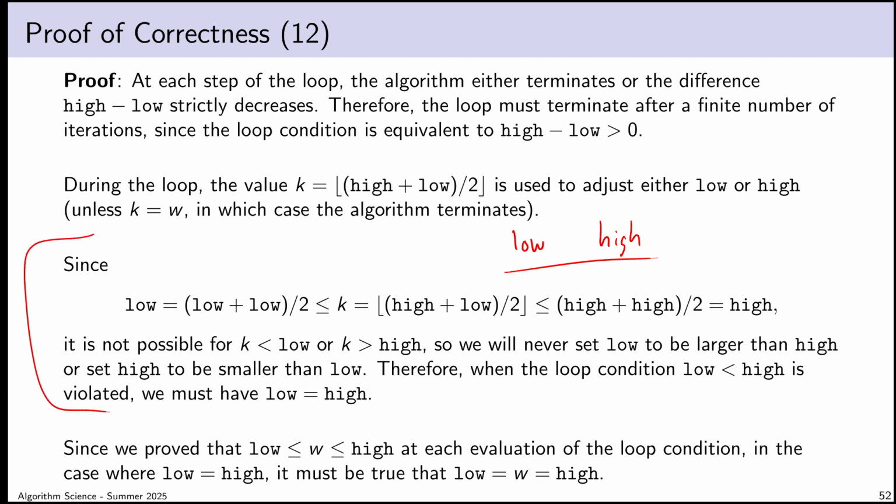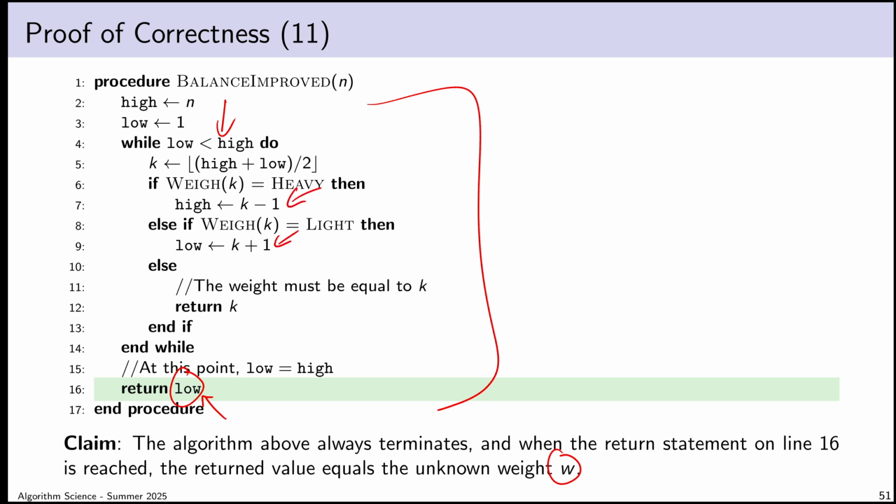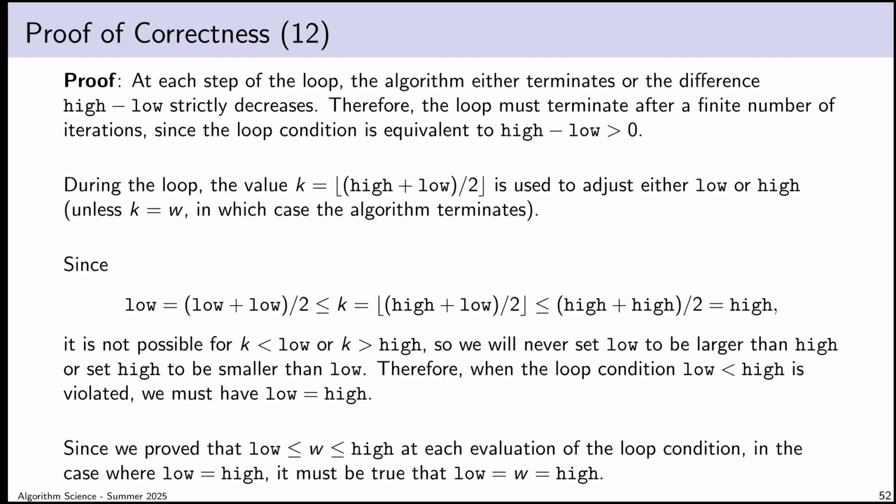If I want to assert that we're never going to be in a situation where low is greater than high, what I can do is observe that k is used to set the value of low and the value of high. So I set them based on k. And I can show that because low is less than high at each step, low and high have to be separated by at least 1.